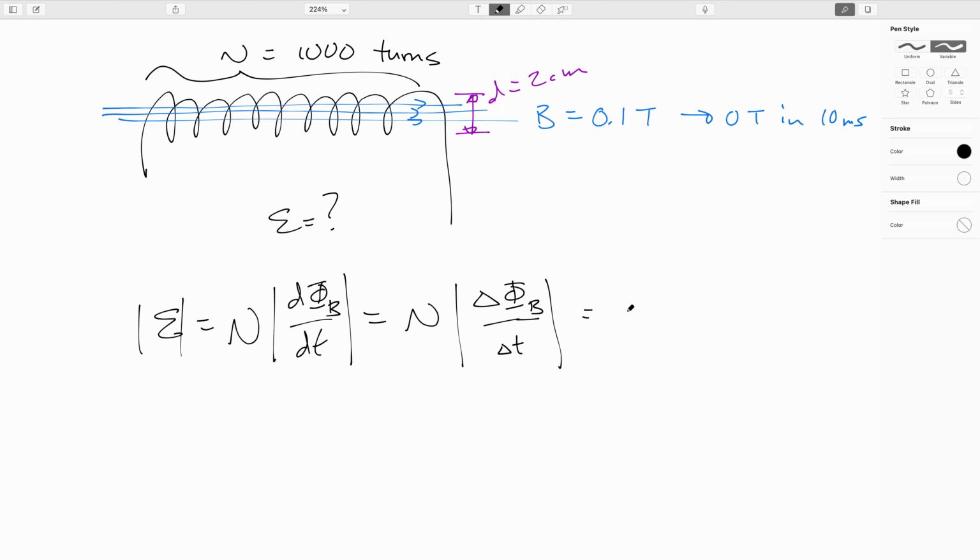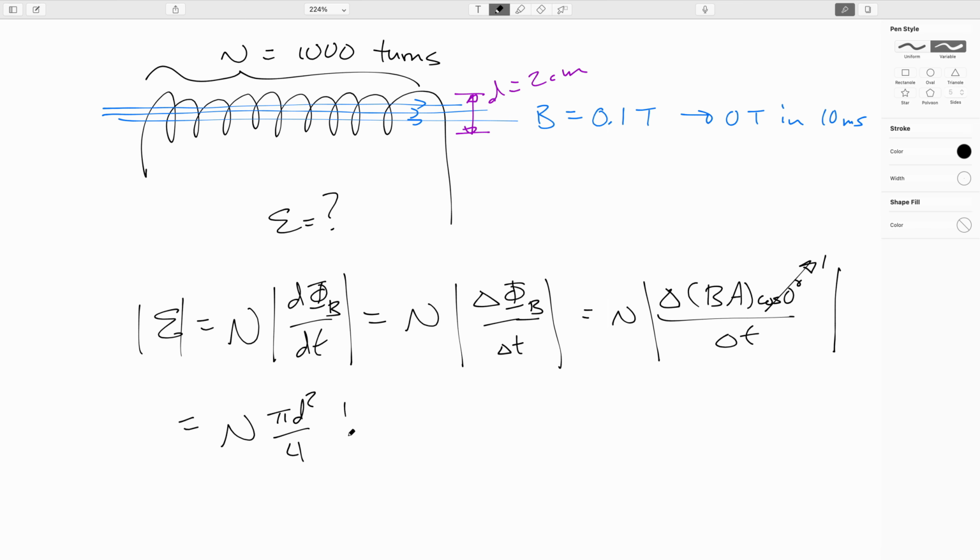So this will be N times the change in B times A, and here our area vectors will be pointed along the magnetic field. So we'll have a cosine of 0 degrees, or if you prefer 180, but it doesn't matter, we're taking the absolute value anyway. So that'll become 1, over delta t. Now the area isn't changing with time, so we can pull it out, and the area of a circle is pi d squared over 4. So we're just left with the time rate of change of the magnetic field strength.